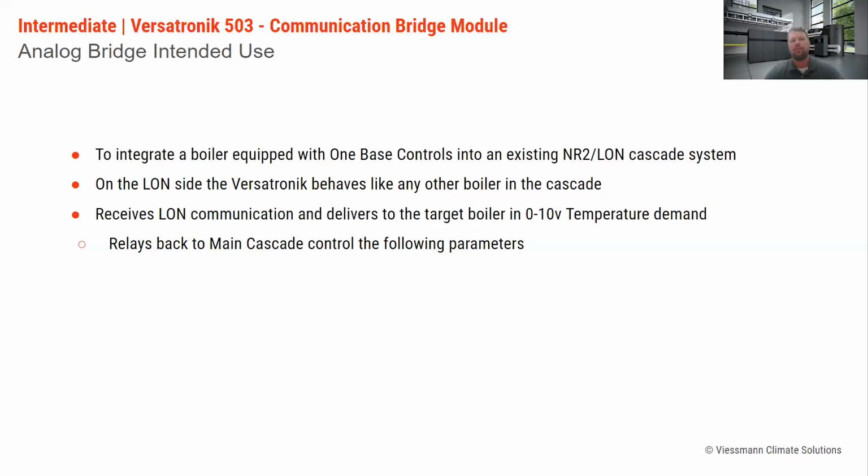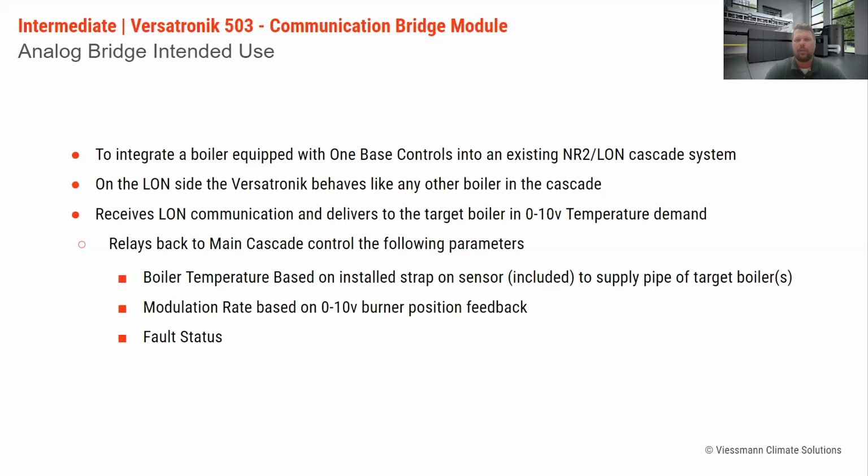On the LAN side, the Versatronik behaves like any other boiler in the cascade. So it's just going to communicate with those MW2C controls, GW6B or C control, depending on what unit it's on. That is going to receive the LAN communication and deliver to the target boiler a 0 to 10 volt temperature demand. And it relays back to the main cascade control the following parameters.